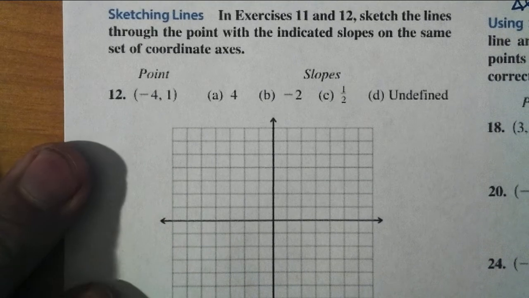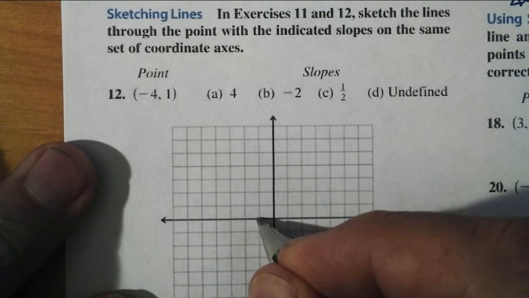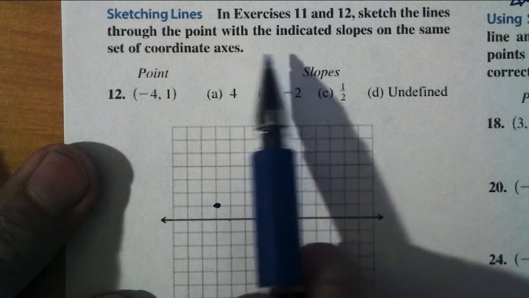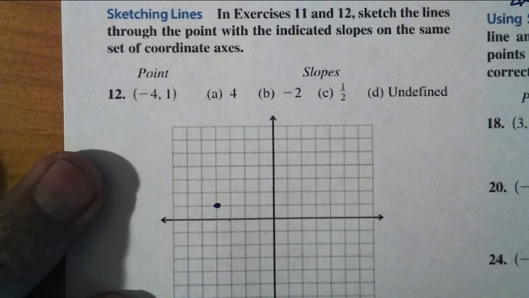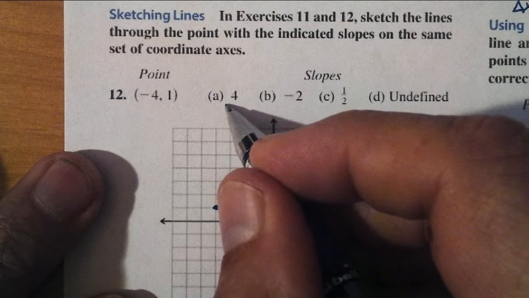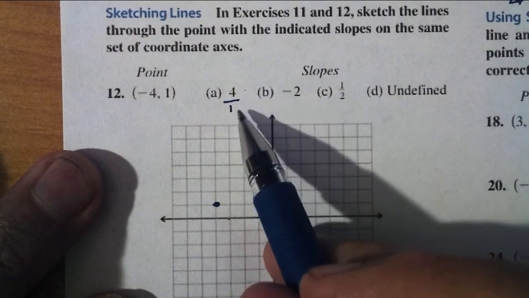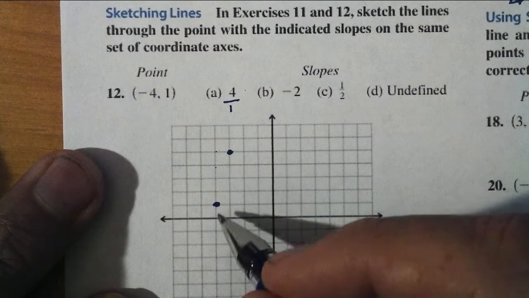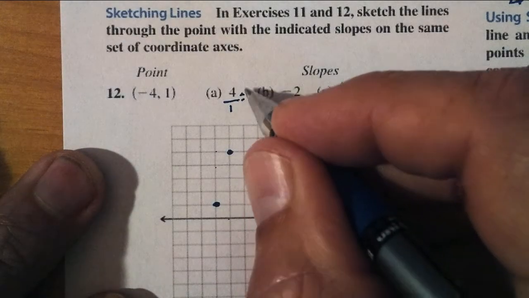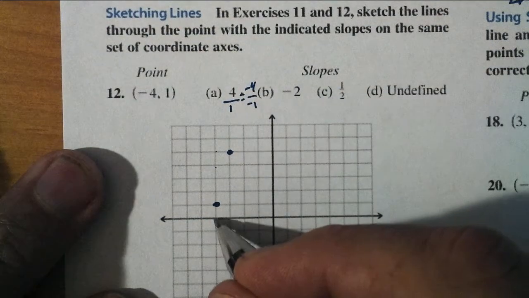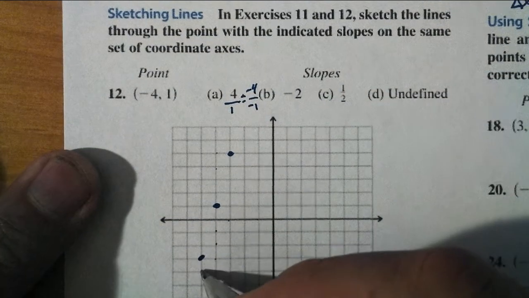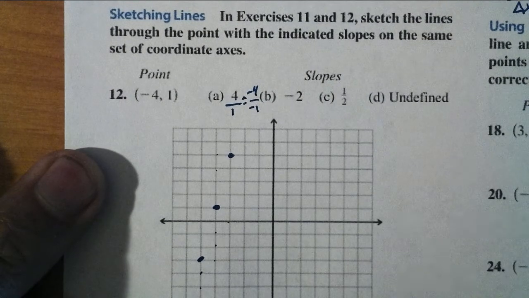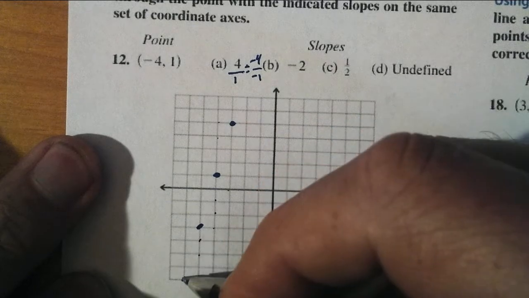Okay, sketch the lines through the point. So we have the point negative 4, 1, with the indicated slopes on the same axis. So slope of 4, I like it as a fraction. That means I'd like to rise 4 and move to the right 1. 1, 2, 3, 4, and 1. Or fall 4, because this could be negative 4 on negative 1, 1, 2, 3, 4, run to the left 1. I don't have a straight edge handy, so I'm just going to keep it as neat as I can.